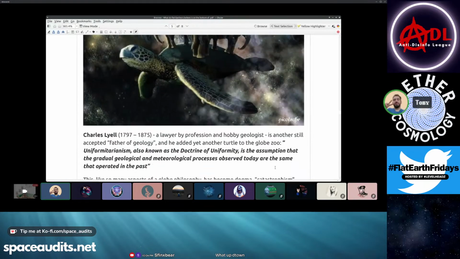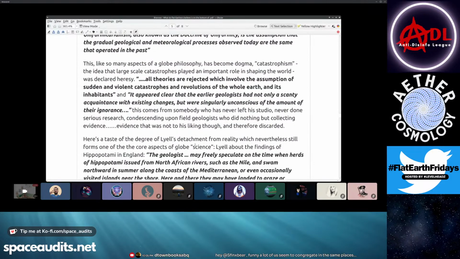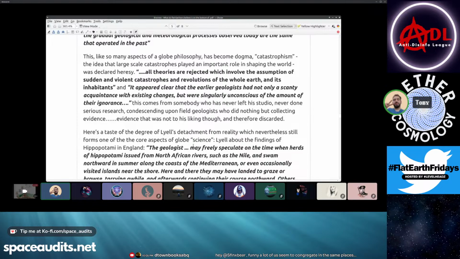Charles Lyell, from 1797 to 1875, a lawyer by profession and hobby geologist, is another still accepted father of geology, and he added yet another turtle to the globe zoo: uniformitarianism, also known as the doctrine of uniformity. It is the assumption that the gradual geological and meteorological processes observed today are the same that operated in the past. This, like so many aspects of a globe philosophy, has become dogma.